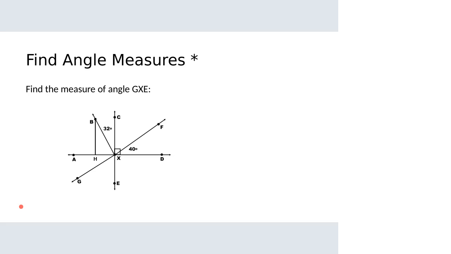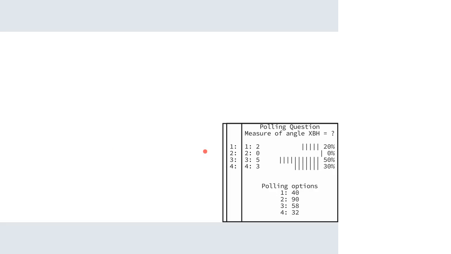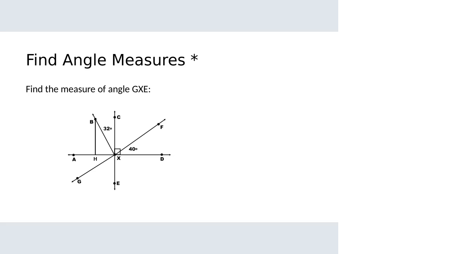Yeah, let's take a look. Okay, we have strong agreement here. I don't know that there's a ton of confidence in that agreement, but we do have agreement. So let's take a look. We're after the measure of angle GXE. First thing we have to do is figure out which angle that is. And that's from G to X to E. So it's this angle right here that we're looking for.